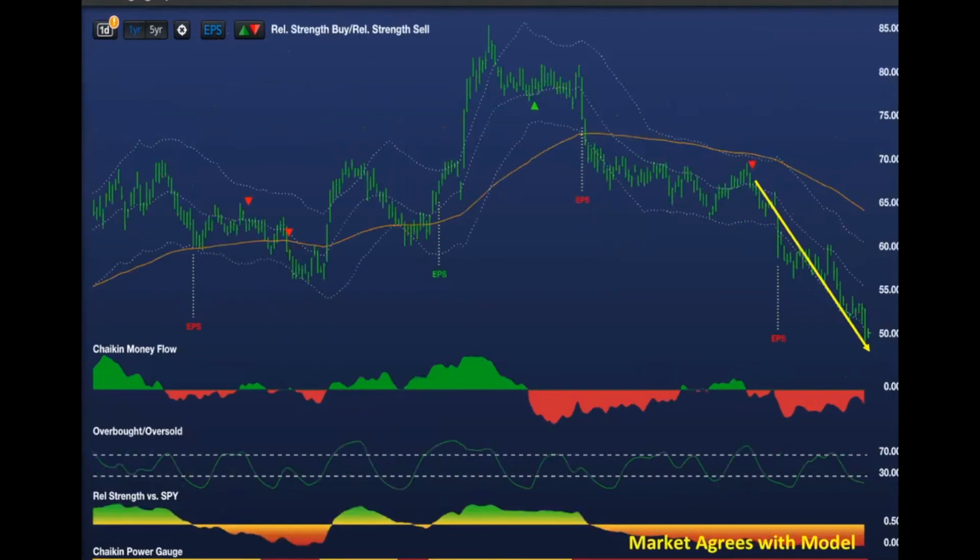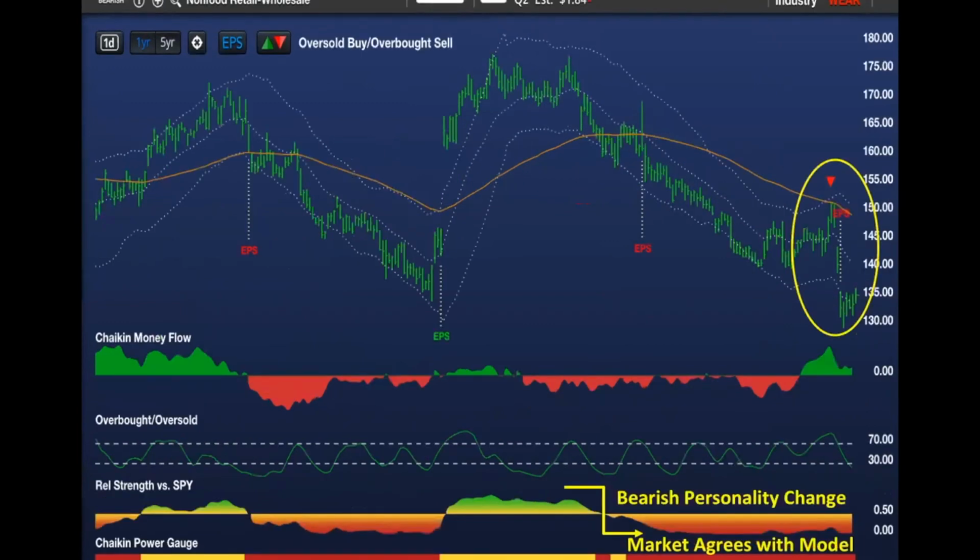Now, Helmerich & Payne is in the same industry group as Schlumberger. Notice relative strength sell signal about a week and a half ahead of an earnings report. Previous earnings had been a negative earnings surprise and a gap down. It repeated that pattern. If you had followed that signal, you could have put on a bearish put spread at 68. The stock traded under 50 yesterday. Institutions continue to sell it.